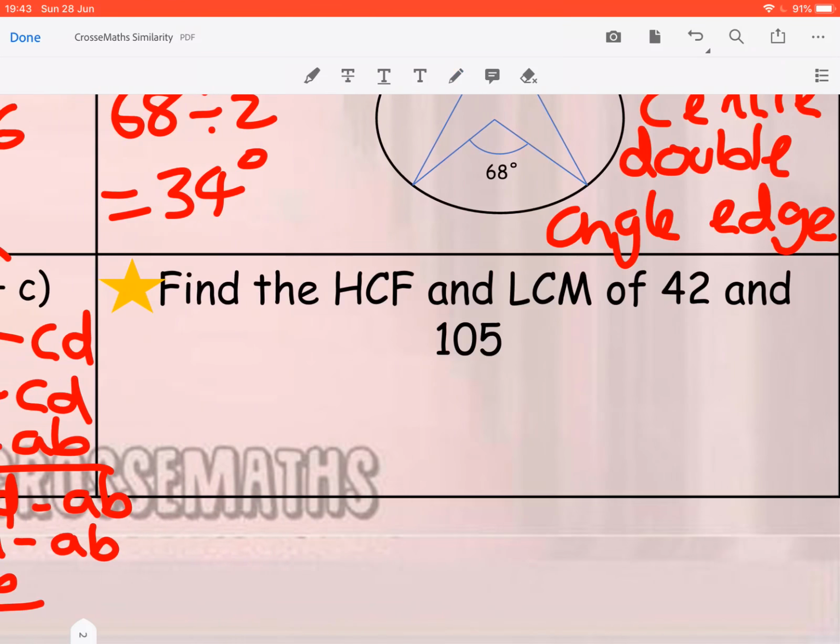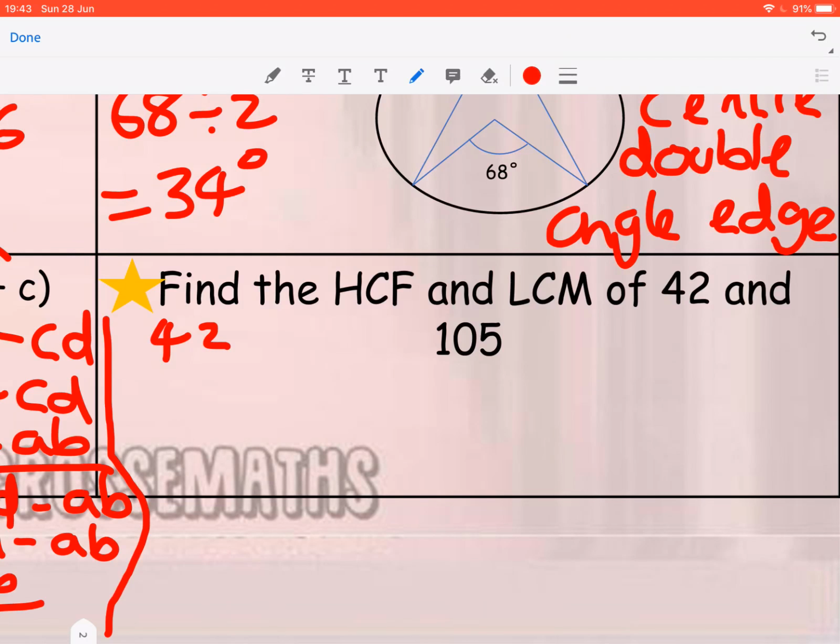Right, last one, okay, find the HCF and LCM of 42 and 105. So the first thing I'm going to do is my prime factor trees for 42 and 105. 42 breaks down into 6 and 7. You circle if you get to a prime number, so 7's prime. 6 breaks down into 2 and 3. Okay, that's done.